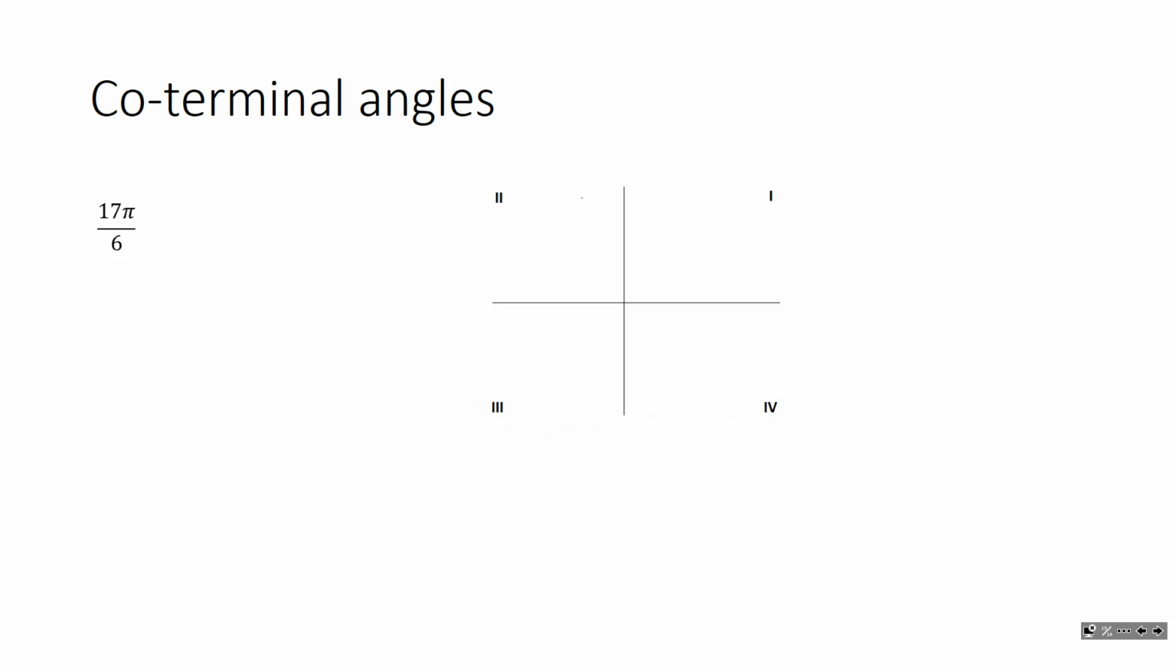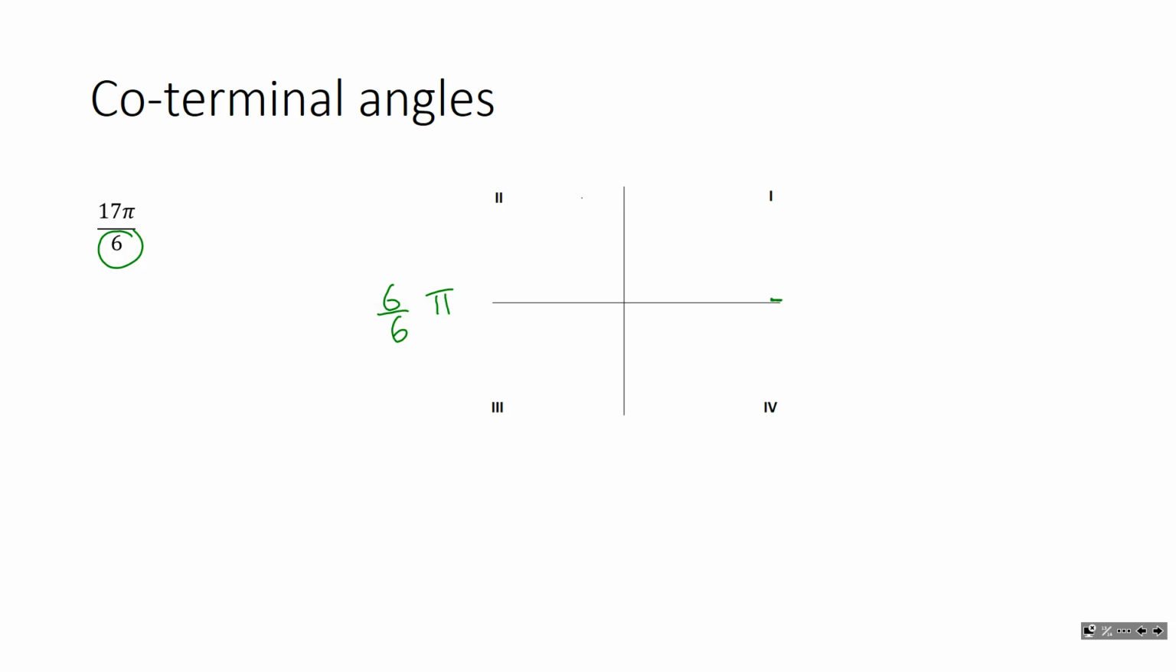We're going to finish up this lesson by looking at some coterminal angles. Let's say we have 17 pi over 6. Now, please keep in mind that over here, this would be pi radians. That would be the same as 6 pi over 6, which is 1. Why did I choose 6? Because in this angle we're going to look at, the denominator is 6. Now, 1/6 would look like this.